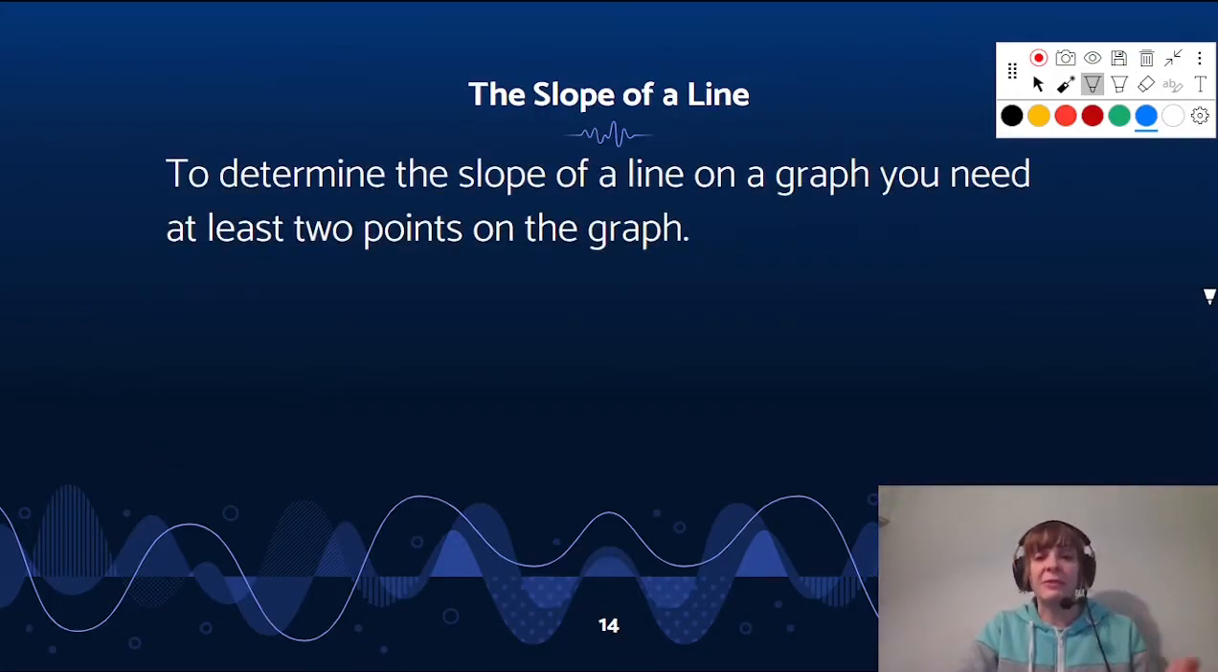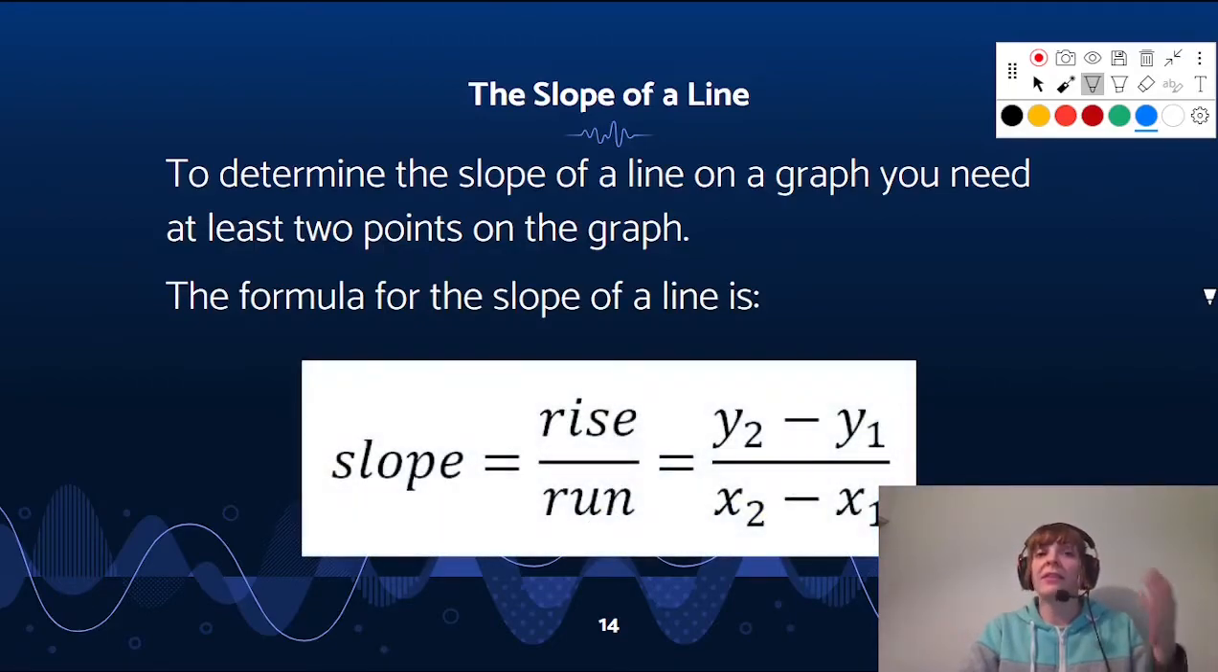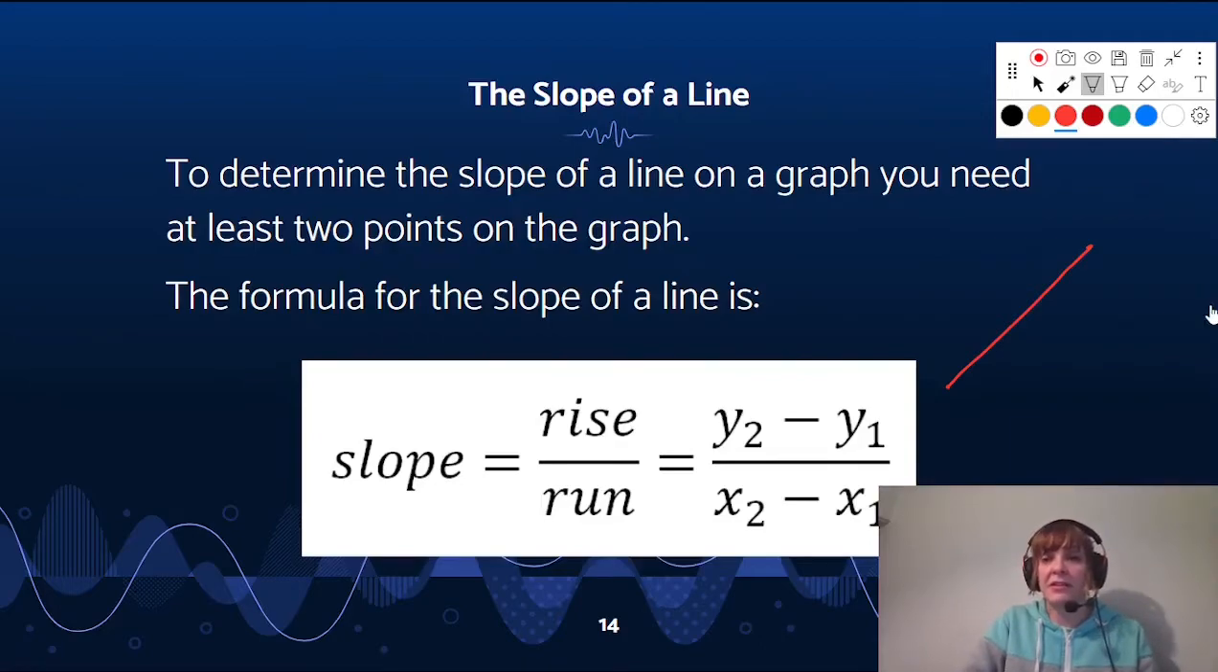So to determine the slope of a line on a graph, you need at least 2 points on said graph. The formula for the slope of a line is as follows. It's rise over the run. So if you imagine a graph that has a line that's like this, and we're looking at two parts to it. We're looking at the rise and the run. So the run is basically how far along the x it goes. So it's the horizontal kind of shadow.